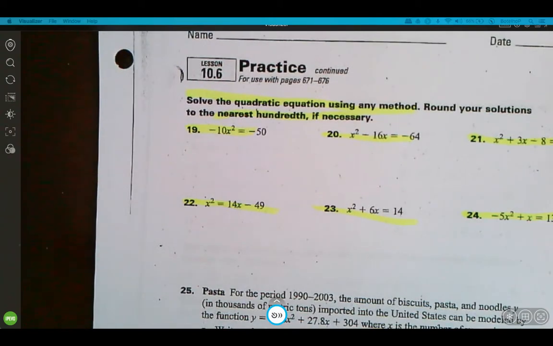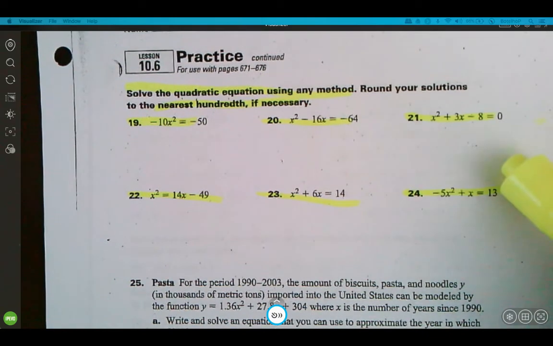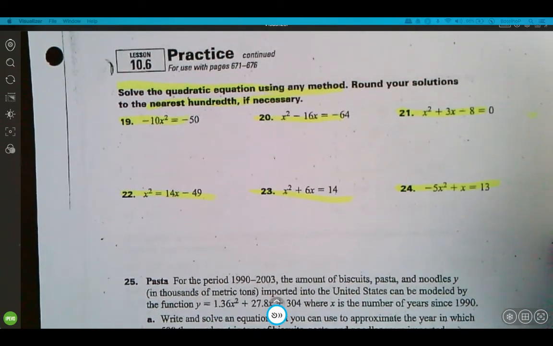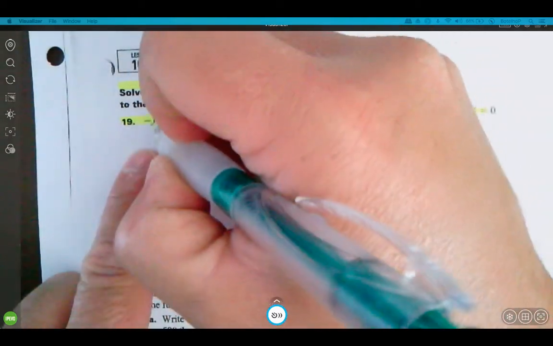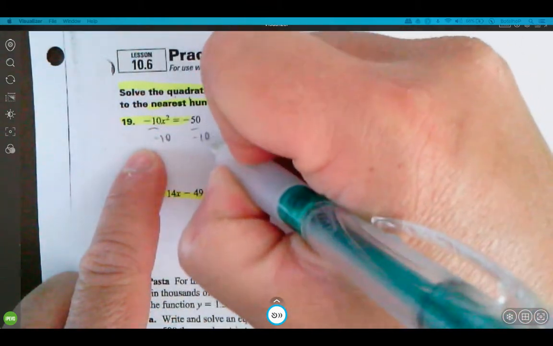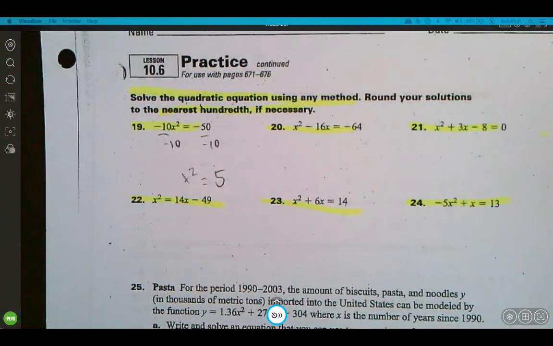I will tell you that one of these, I won't tell you which one, is no solution. So if you ever get a square root of a negative, you're in no solution territory. I think 2 of these only have 1 solution, if I remember correctly. Technically, you could do the quadratic formula for all of these, but I don't know why you would do that for the first one when you can just divide each side by -10. Then you get x squared equals 5, and just take the square root of both sides and write the answer as plus or minus, whatever that is, and so on and so forth. So that's what you're doing there.